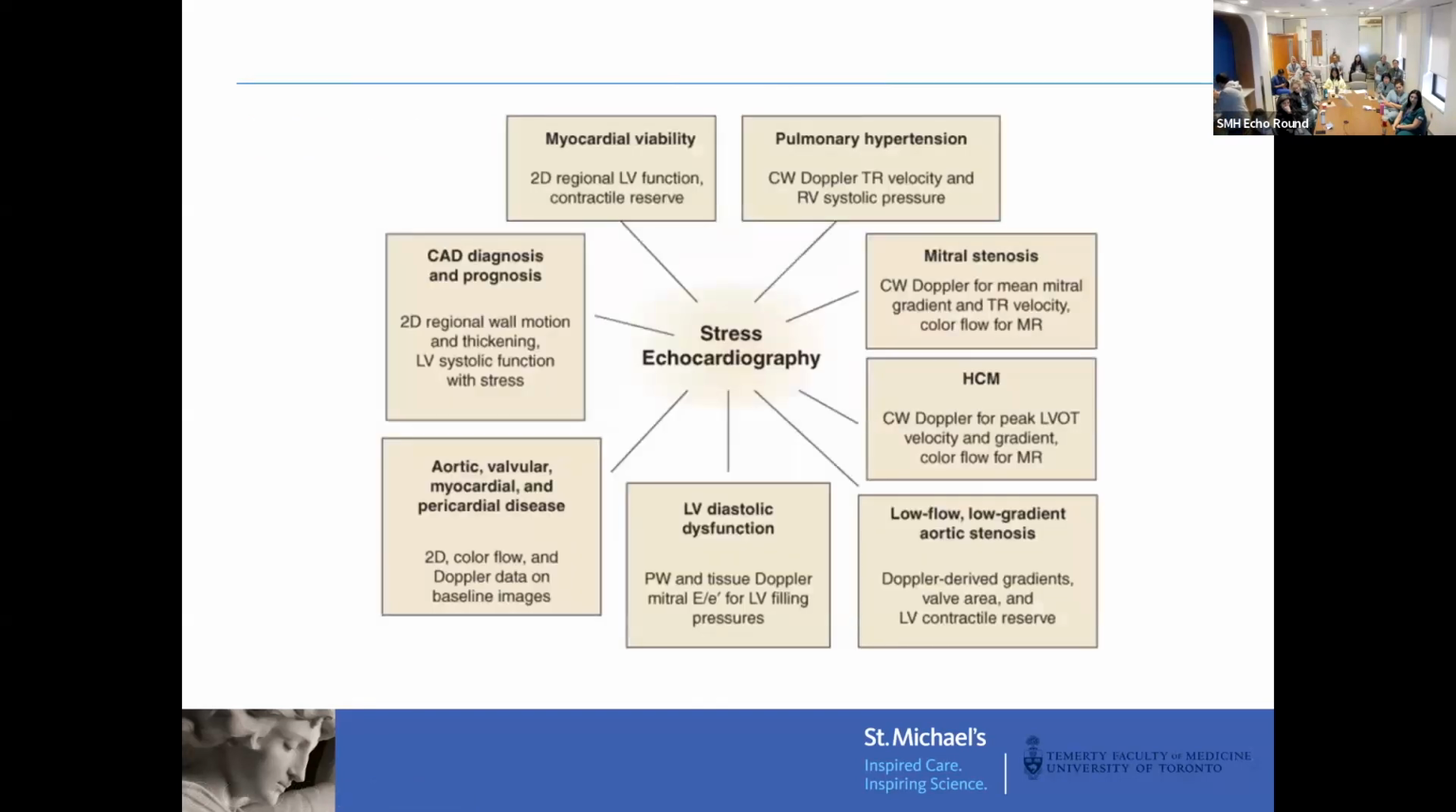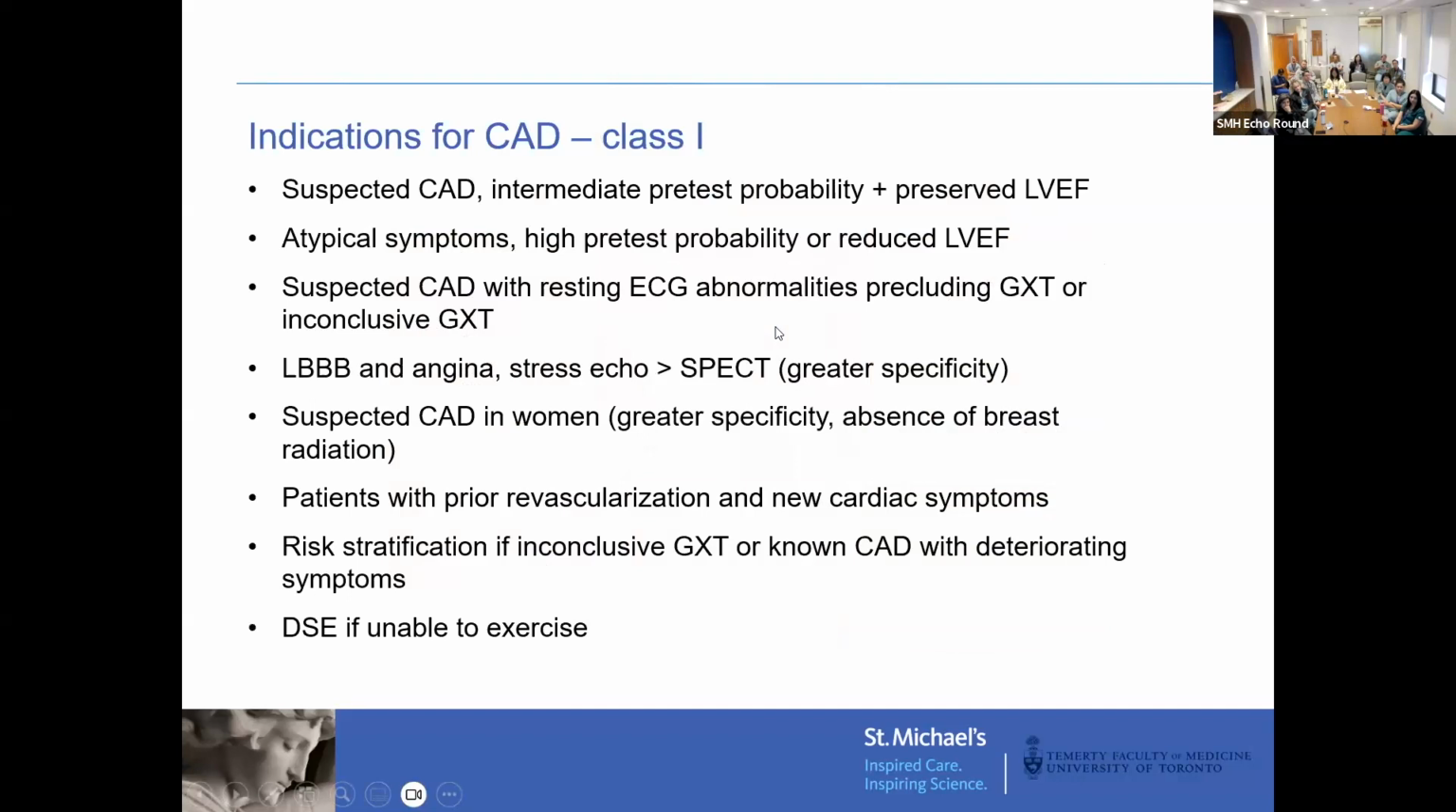So stress echo has a lot of different uses: in CAD, in assessing valve function, in diastolic dysfunction, low flow, low gradient AS and confirmation of that, in structural cases such as hypertrophic cardiomyopathy, but also an assessment of pulmonary hypertension and early detection of symptomatic pulmonary hypertension. But in today's talk, we're going to focus mostly on CAD and briefly chat about viability as well.